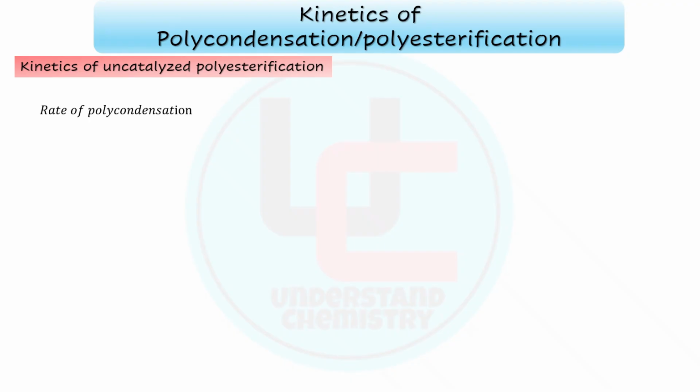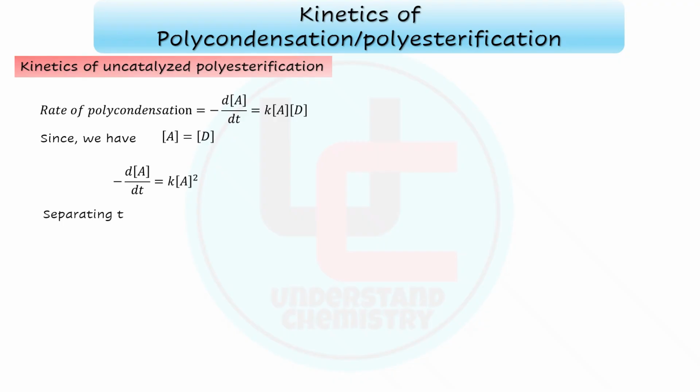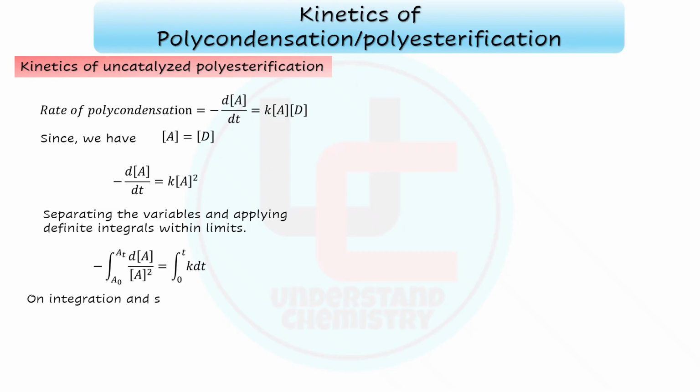In this case, the rate of polycondensation is proportional to the product of the concentration of A and the concentration of D. Since we assume that A is equal to D, we simplify this to minus dA over dt is equal to Ka squared. Next, we separate the variables and integrate within the appropriate limits. After integration and substitution, we arrive at Kt is equal to 1 over At minus 1 over A naught.